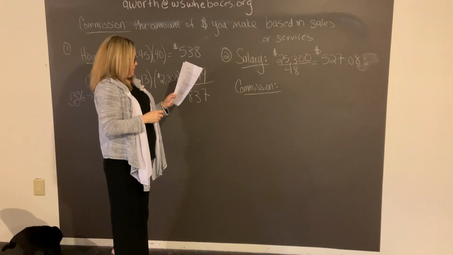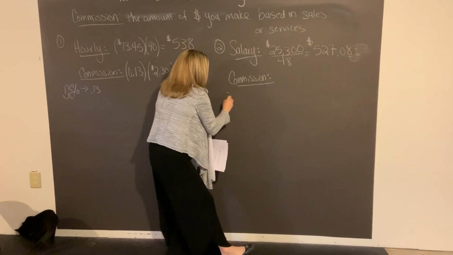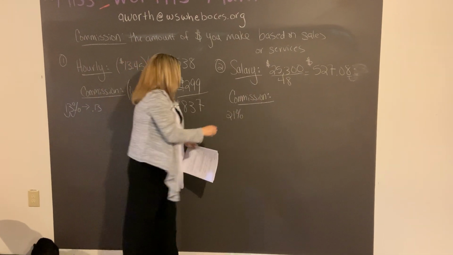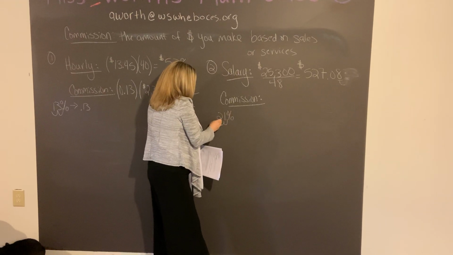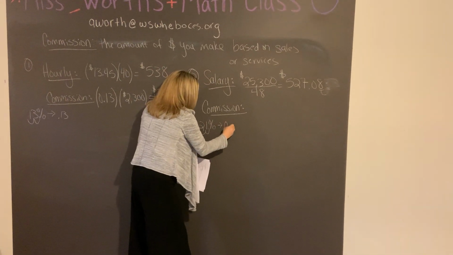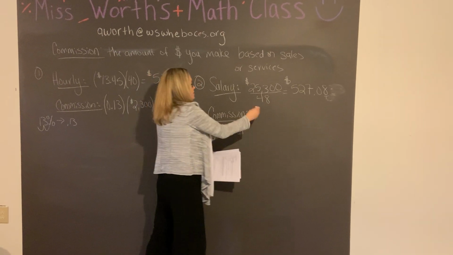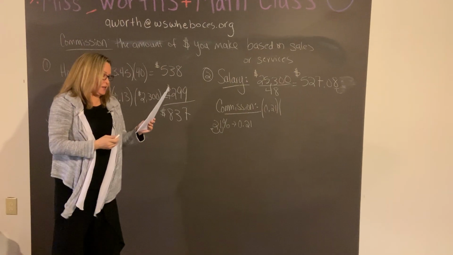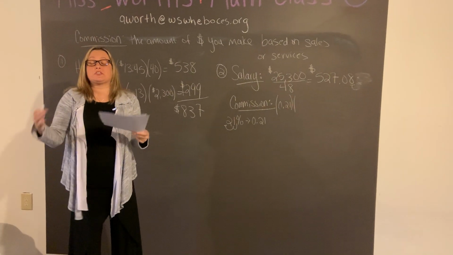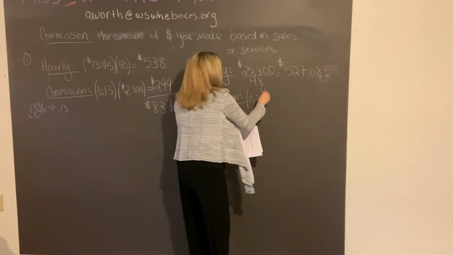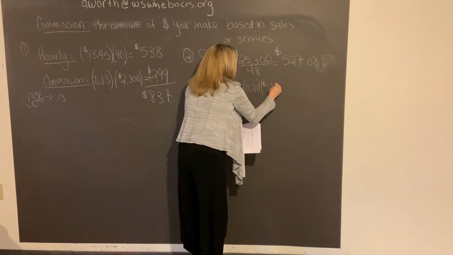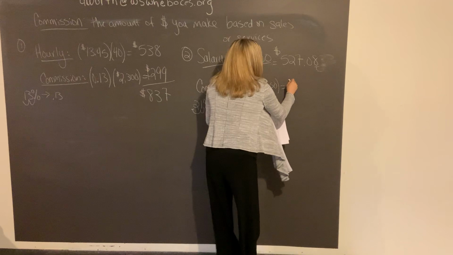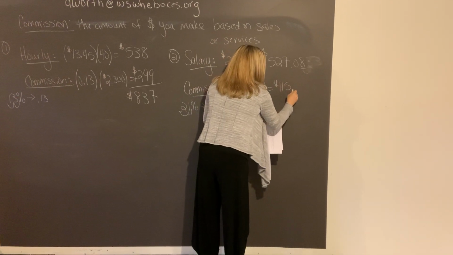With our commission, I know she makes 21%. Again, to the left, to the left. Move your decimal to the left twice. When you do that, it should be 0.21. So I'm going to take my decimal now, and I'm going to multiply it by how much she actually sells, which is $550 per week. When I multiply those two, I got a total of $115.50.